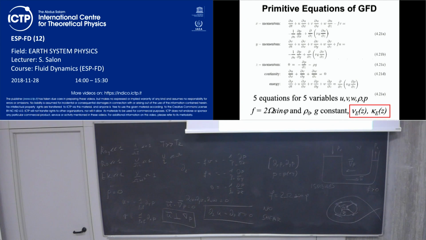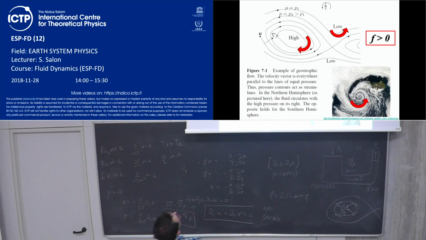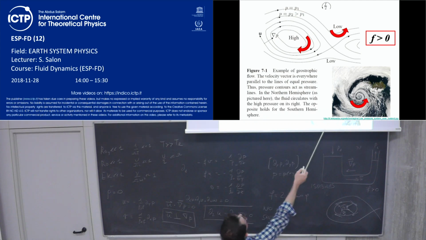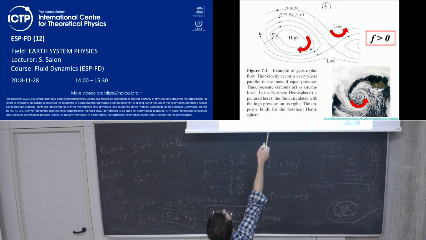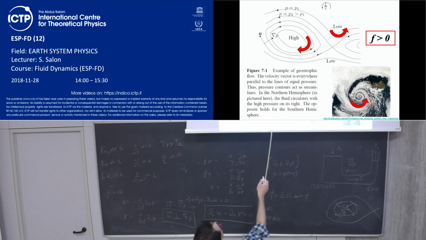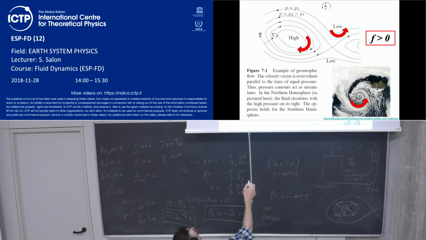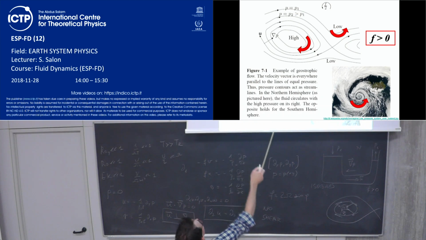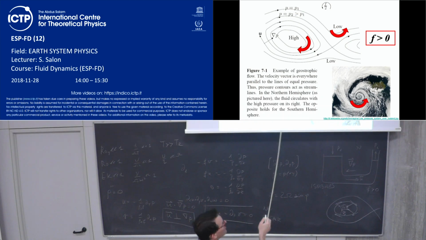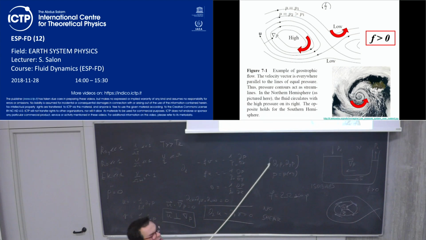Now, don't look at this, but look at this, which is much better. Okay? So, northern hemisphere, high pressure, P equal to P1, P equal to P2, which is larger than P1, and then increasing, the gradient of pressure is pointing toward the high values, and the velocity is rotating clockwise around the high pressure. Okay?